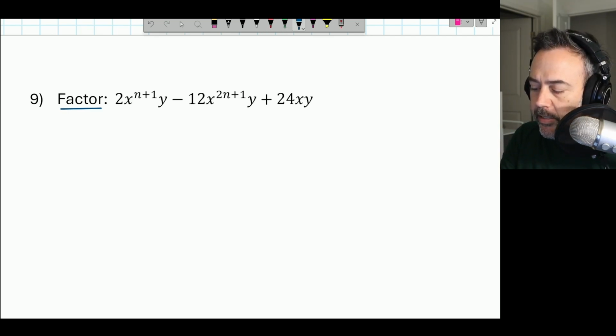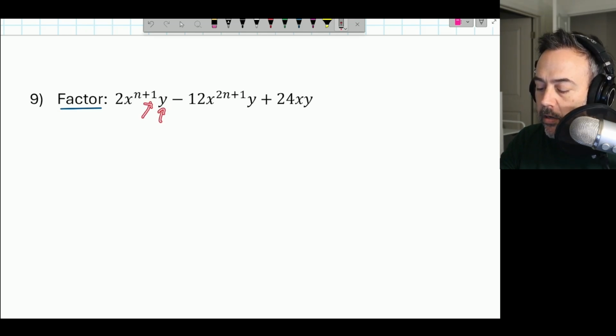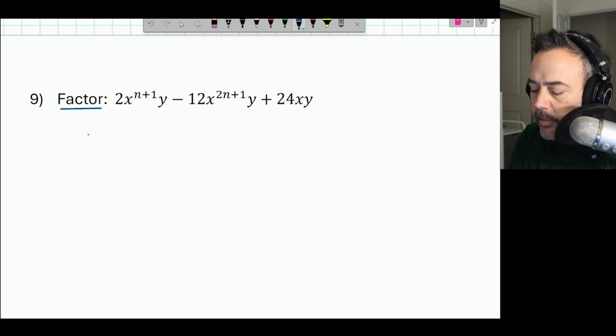First, look for common factors. I notice there's a 2, and these are even. And I notice this one has a single factor of x, and this one has a 2n plus 1 in the exponent of x. So I can pull one factor of x out, and I can also factor out a y from each one. So let's start with that. I can factor out a 2xy. On the inside, I'm left with x to the n.